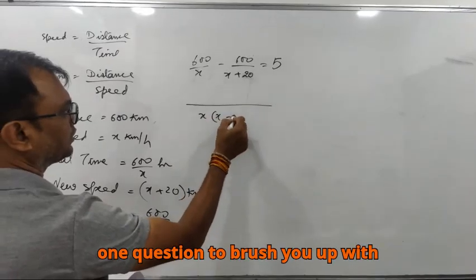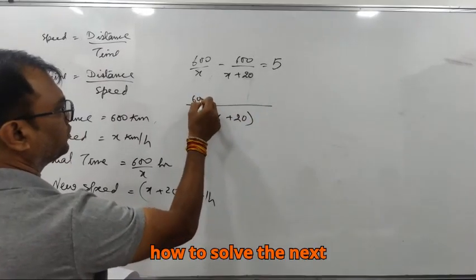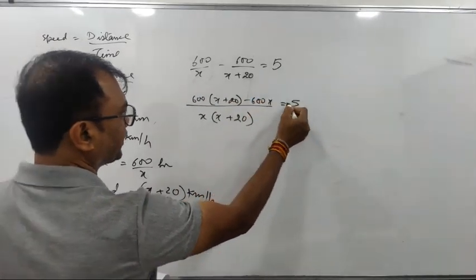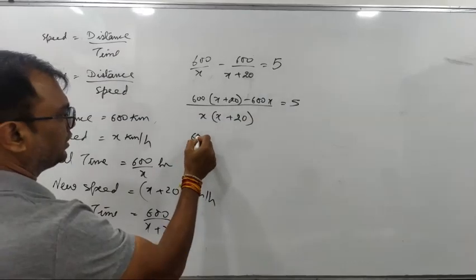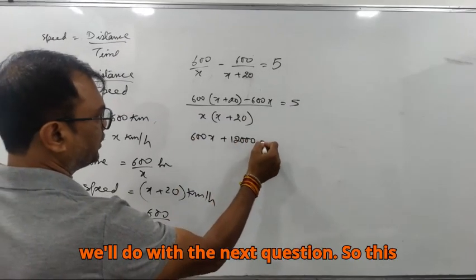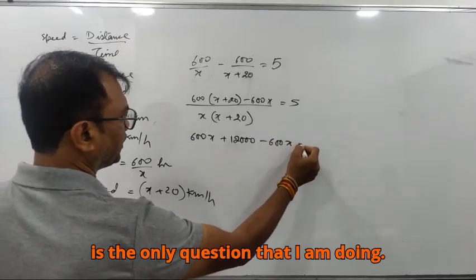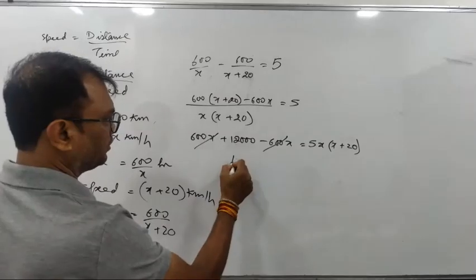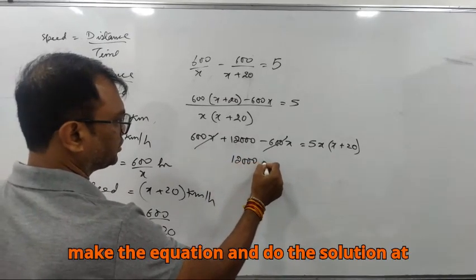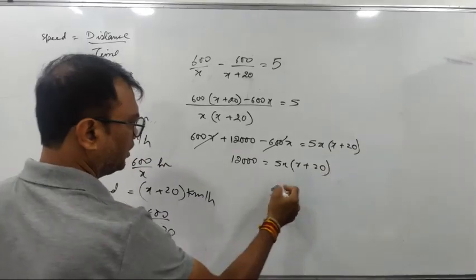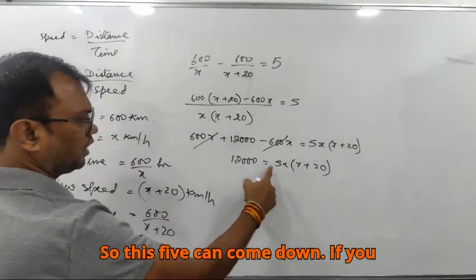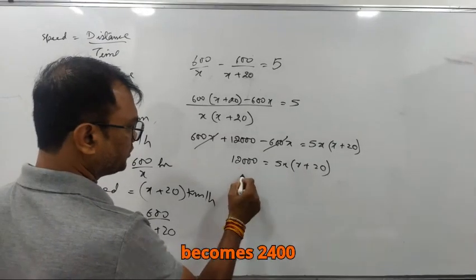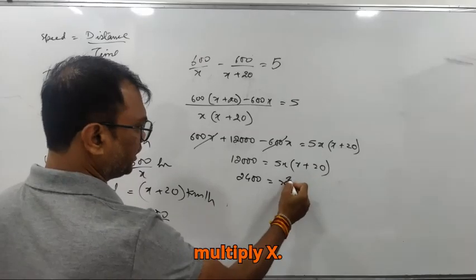I'll just do one question to brush you up on how to solve. From the next question onwards we'll do only the making of the equations. So this is the only question that I am solving. From the next question onwards you will make the equation and do the solution at home. So this 5 can come down. If you multiply, the calculation will become complex. So take 5 down. So this becomes 2400 multiplied by x.